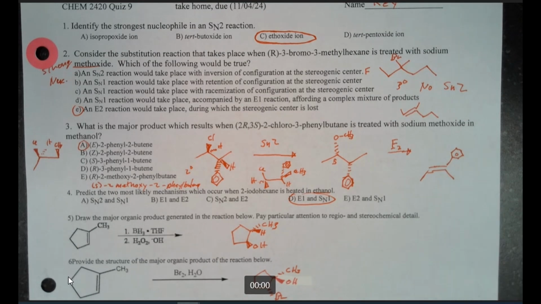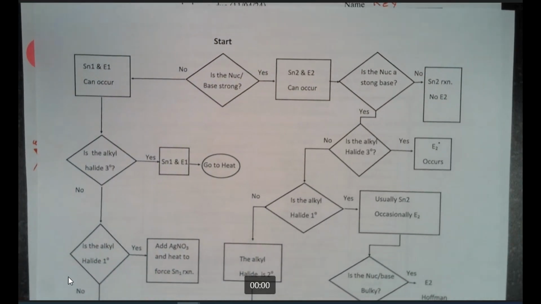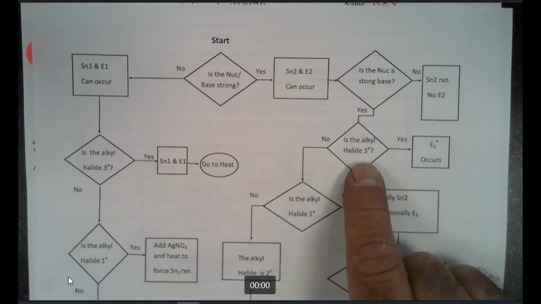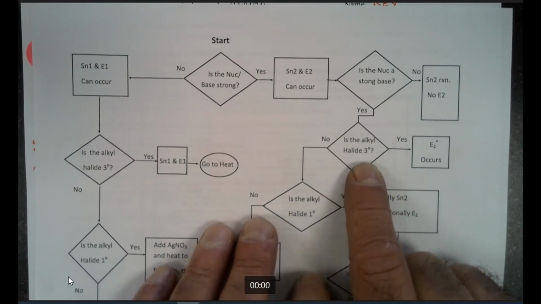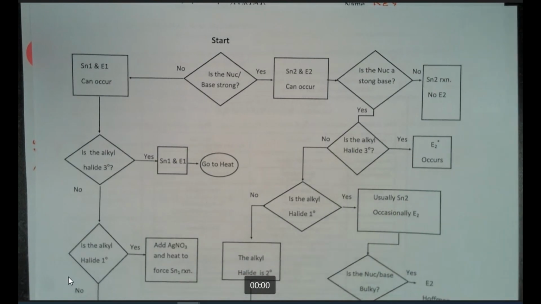So this has been up on the Moodle page. Let me draw your attention to it. Sodium methoxide: is the base strong? Yes. SN2 and E2 can occur. Is the nucleophile a strong base? Yes. Is the alkyl halide tertiary? Yes. That means E2 occurs.